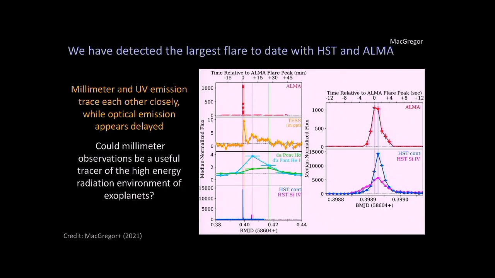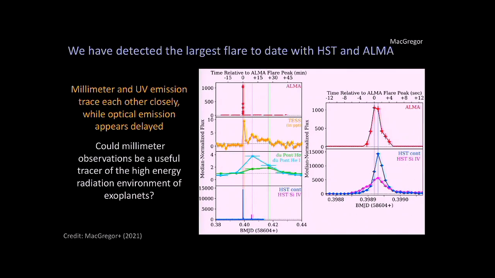And so I think that this is actually telling us something about the emission mechanisms here, where the Hubble and the ALMA data are probably both tracing this sort of synchrotron radiation, where we're seeing the top of this flare loop, where we're actually accelerating particles. The optical could be delayed because it's coming from this sort of thermal heating, and it takes time for that initial energy burst to actually propagate downwards and heat the surface.